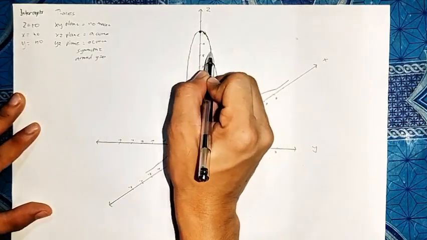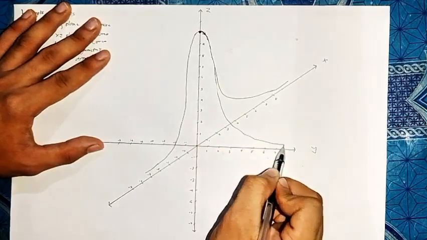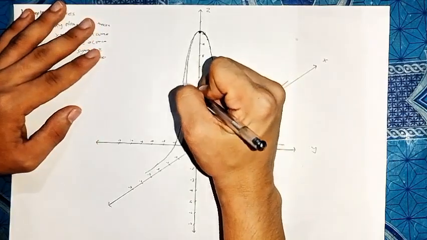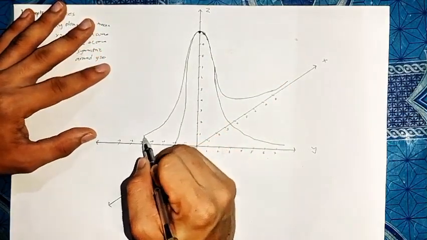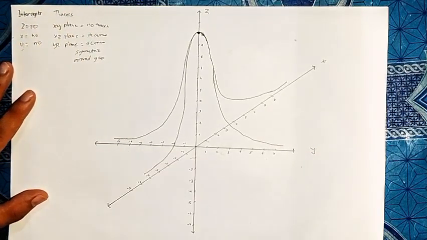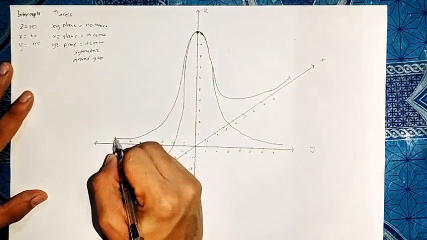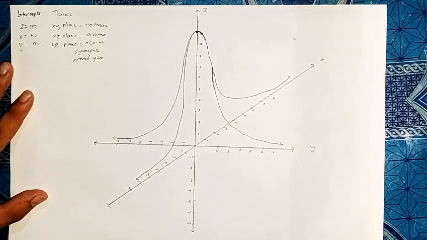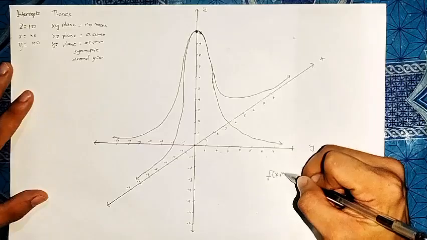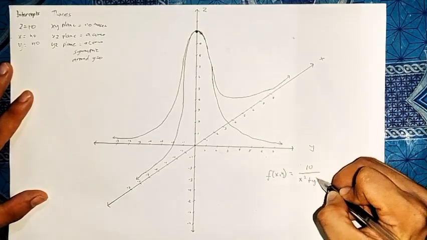Paano ba to? Oops. Ano to? Hold on. Ganun. Tapos dito din sa kabila. Ganun. Ayun. Parang ganito. So, this is the graph. Saan yan pupunta? Ayun. So, this is the graph of f of x, y is equal to 10 over x squared plus y squared plus 1.